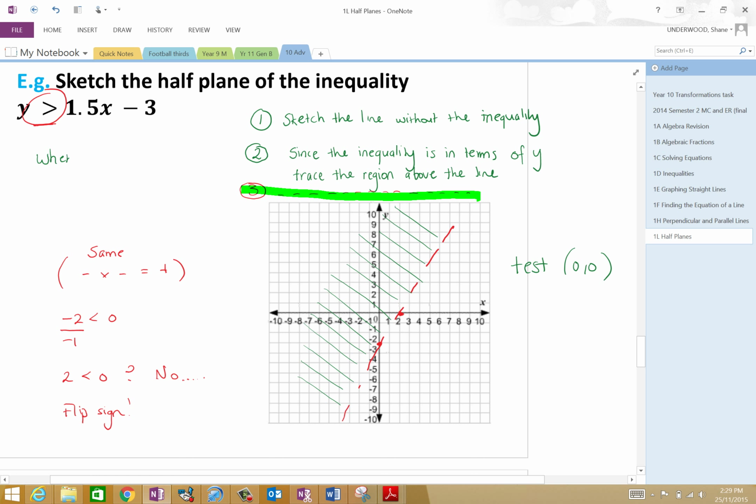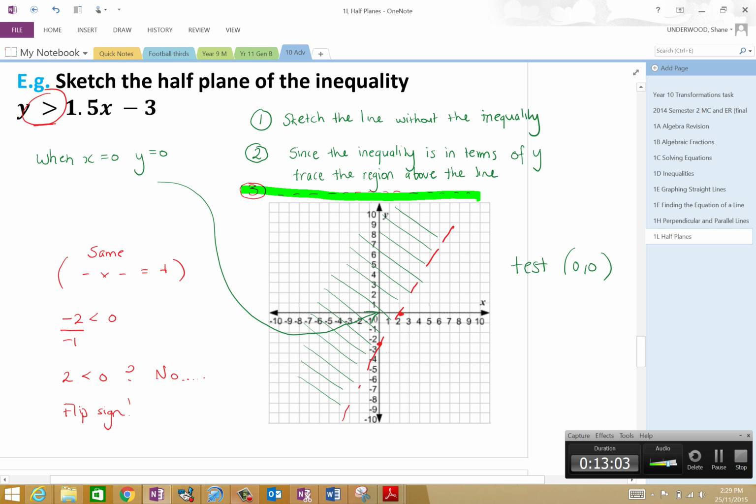So, let's do a test. When x equals 0, we do know that y equals 0 at the origin, and we do know that that is supposed to be included in our region. Let's substitute that into our inequality. Is 0 greater than 1.5 times 0 minus 3? Is 0 greater than minus 3? Yes, it is. So if this answer is true, it means that it actually includes that point. Does that make sense? So therefore, we've got the right region. We know that we can stop there.